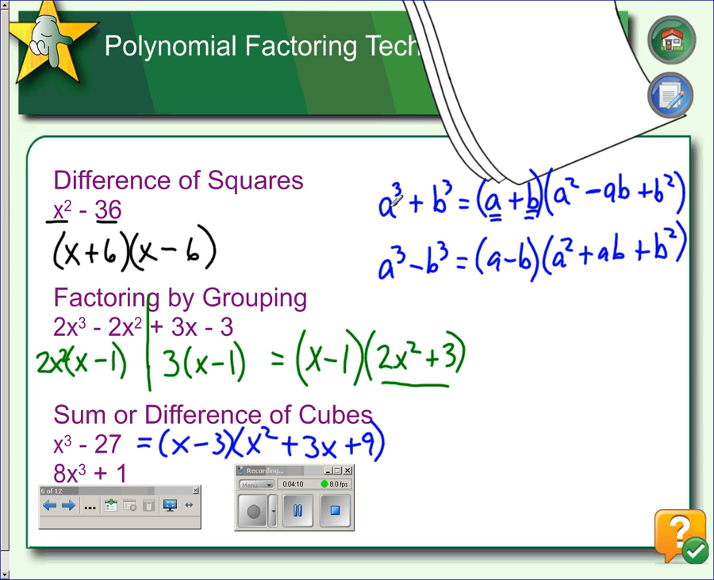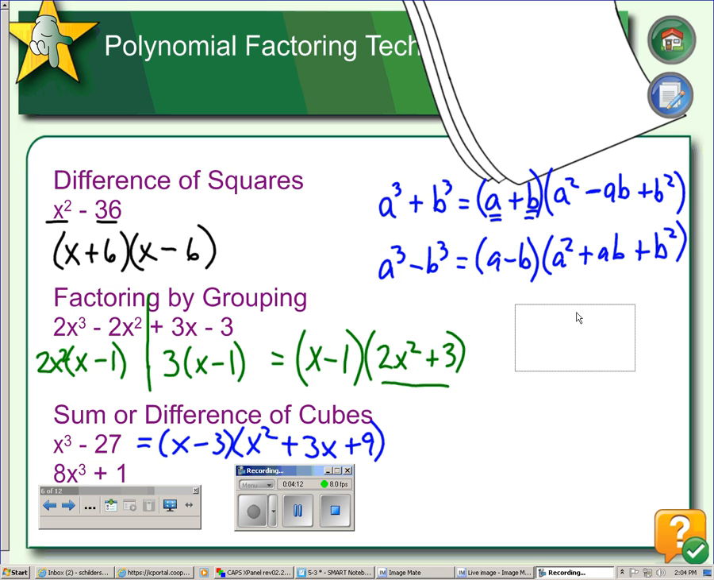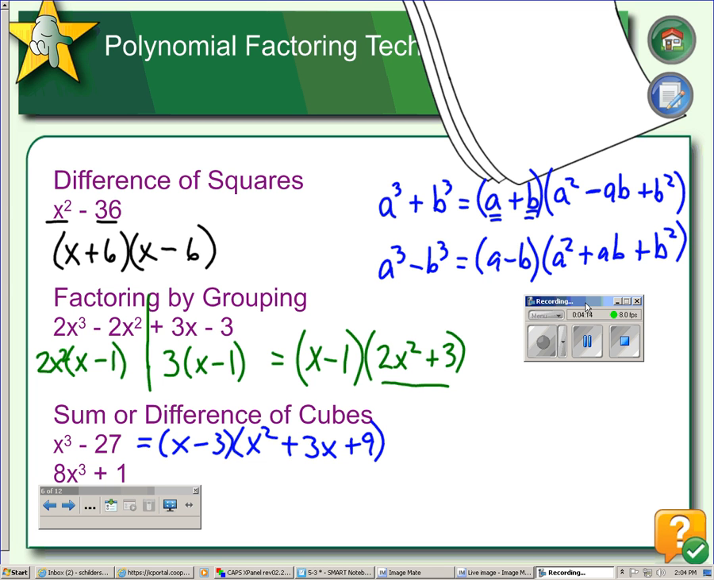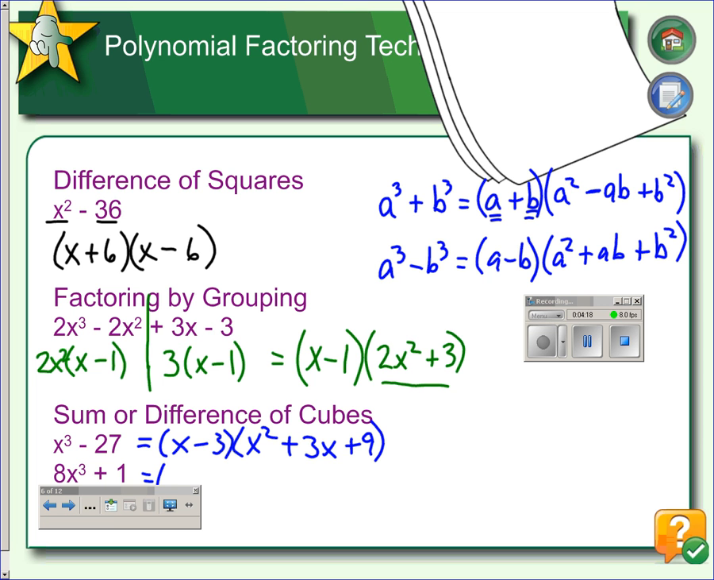Okay, our second example, we're going to take the 8x cubed plus 1 and factor it. So the cube root of 8x cubed would be 2x. The cube root of 1 is 1. If we take 2x and square it, that gives us 4x squared. Switch the sign here. 2x times 1 is 2x, and 1 squared is 1. Factoring the sum or difference of cubes.